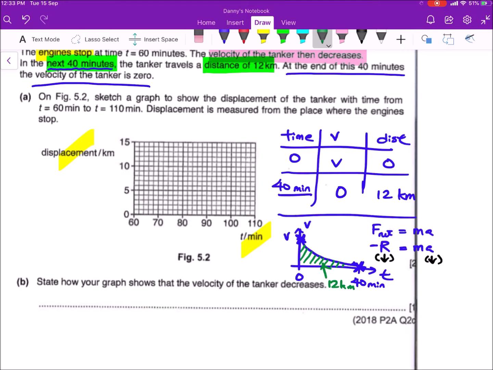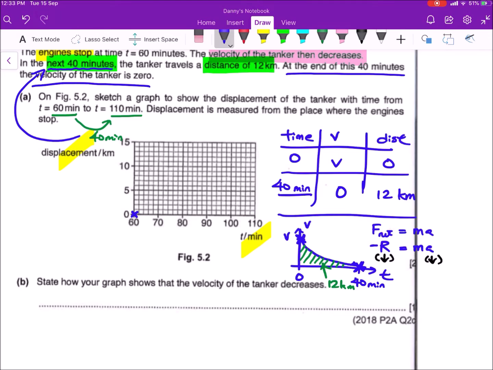In part A, it says I need to sketch a displacement time graph from t equals 60 to t equals 110. Why 110? Because 110 is this 40-minute duration that the earlier part talks about. So I will take it that at 60 minutes, my displacement is 0. It has not moved yet, right? That means I put my reference point at the position where the engine was cut off. From there I will count how much displacement has occurred.